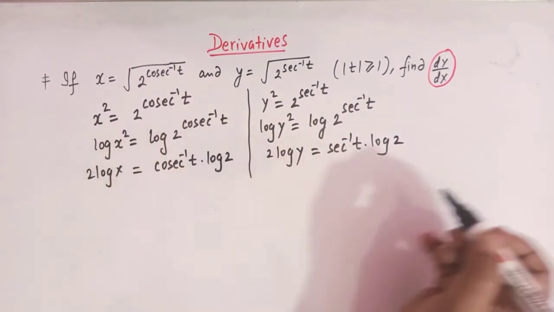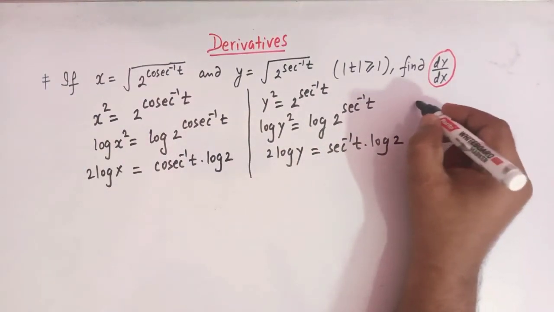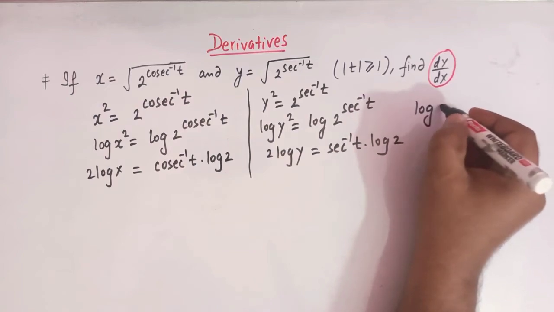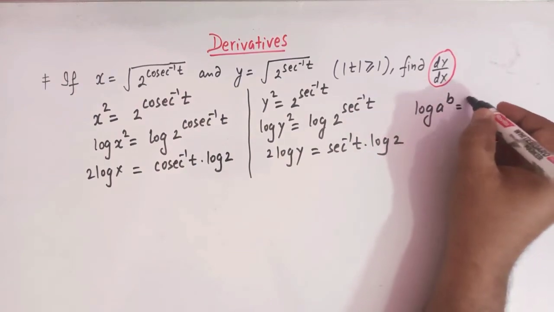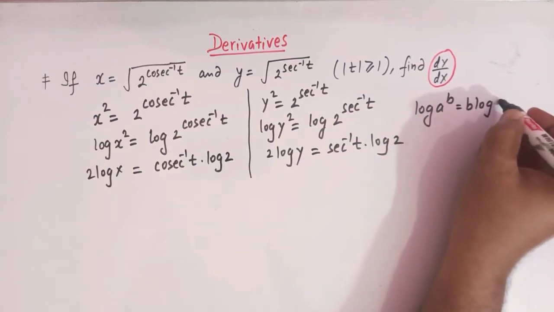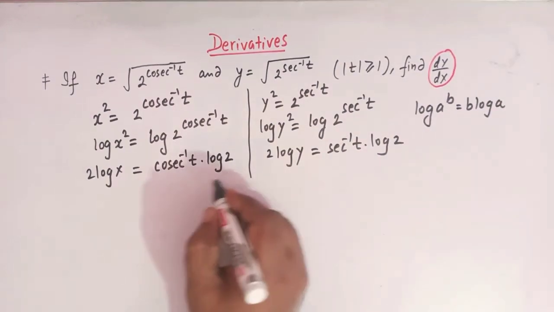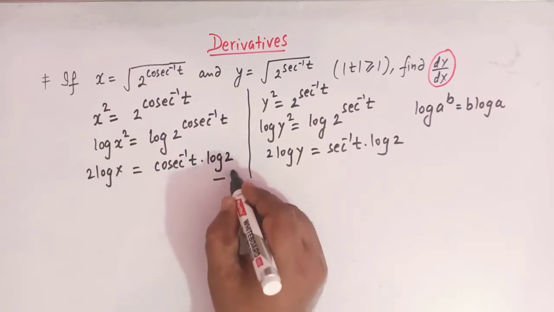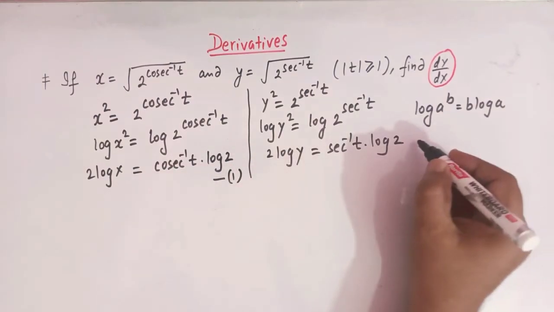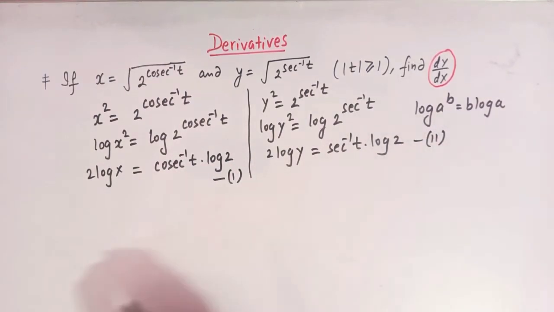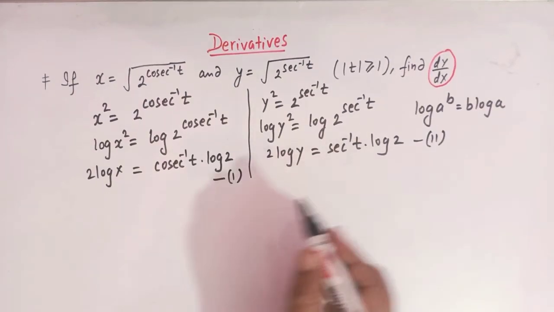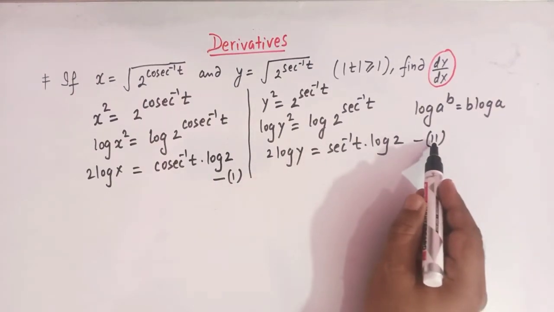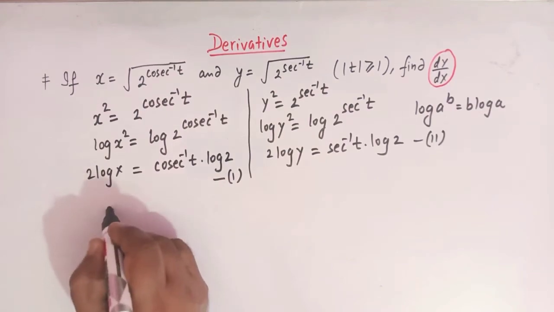Here we have used an important result from logarithms, that is log a raised to b is equal to b log a, right? Okay, so let us denote this expression by equation 1, and here we can take it as equation 2. So let us divide equation 2 by equation 1.